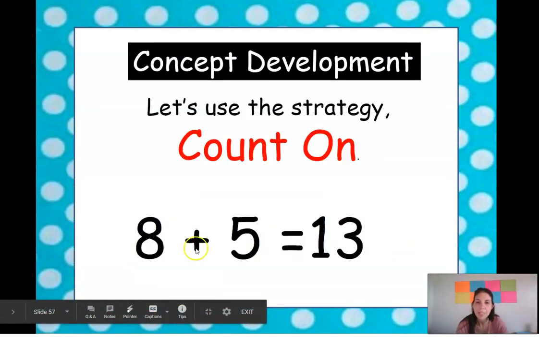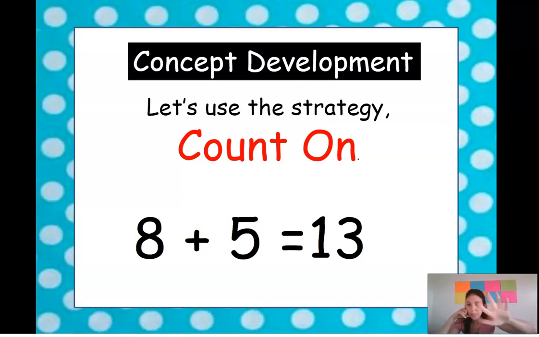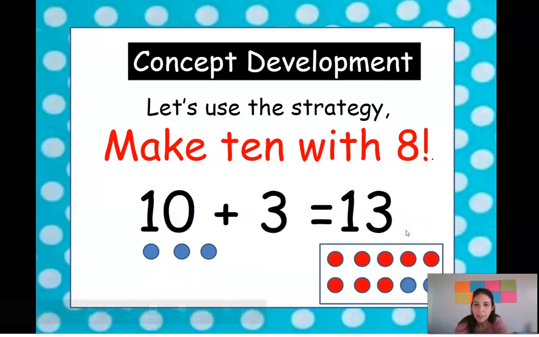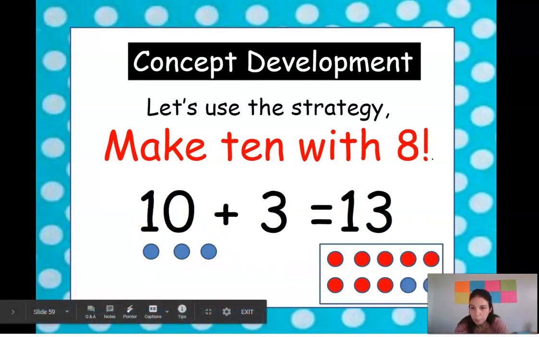Let's use the strategy counting on. So say it with 8 in your head. 8, 9, 10, 11, 12, 13. Counting on, get 13. Make 10 with 8. So look at this strategy. We have 8 and we have 5. And we want to make a 10. Make the 8 a 10. So what we can do is we can take 2 over here and pull them over here. And now we have 10.